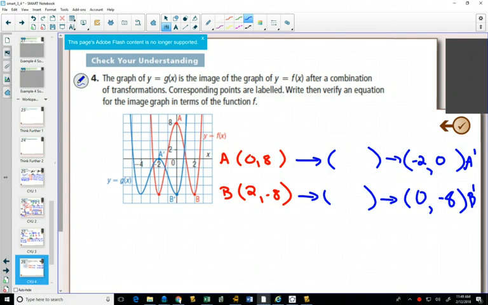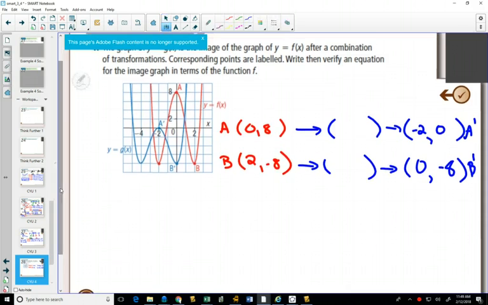Now, unlike our example in the previous section, where we could see just how to go from one place to the next, this one's not as easy. So we have to use that technique that we looked at earlier to figure out first what were the stretches and compressions that happened.